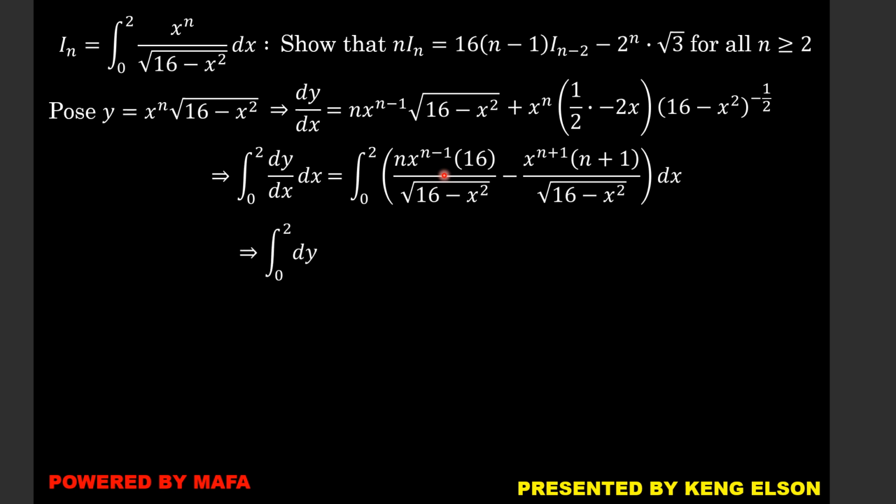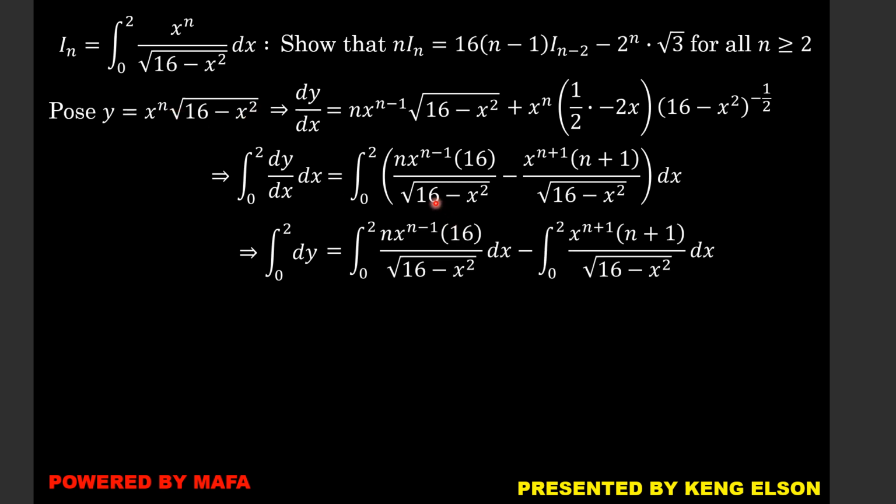If we integrate the left hand side, the dx cancel and we'll be integrating dy from 0 to 2, which will definitely give us y, and y is x to the n times the square root of 16 minus x squared. Now I am going to separate these two integrals into the integral of the first function with respect to x minus the integral of the second function with respect to x. Now like I said, when we integrate dy we get y, and then from 0 to 2.